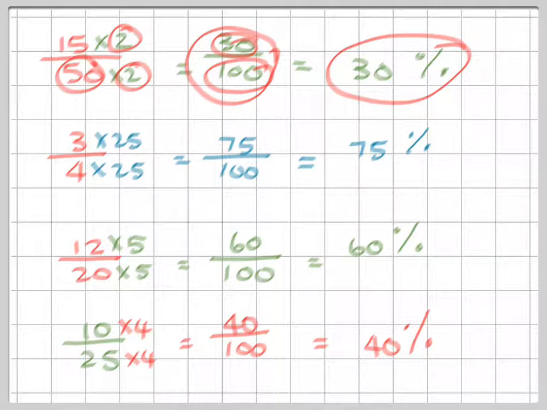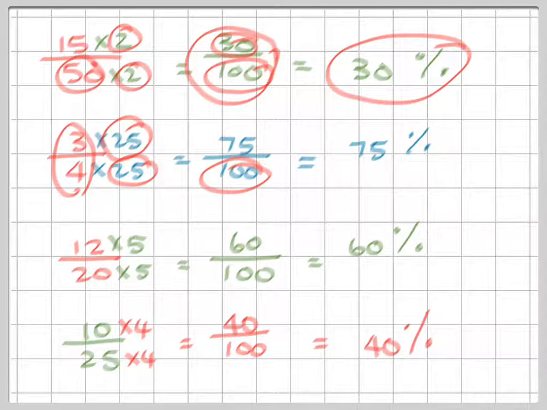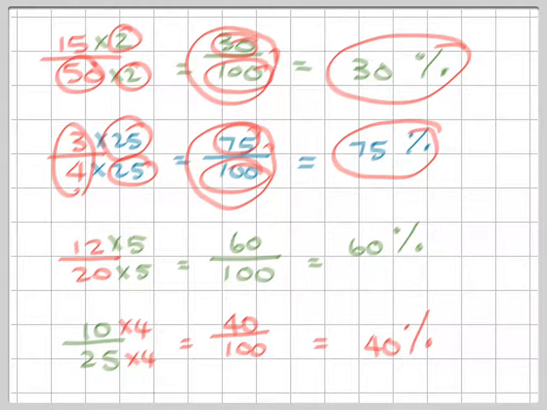Let's look at these last three before we end this lecture. So we have here 3/4. We're going to multiply 4 by 25 because 4 is a factor of 100. You can go straight into 100 by multiplying 4 by 25. We do the same to the numerator. We end up with 3 times 25 is 75. 75 over 100 is 75%.